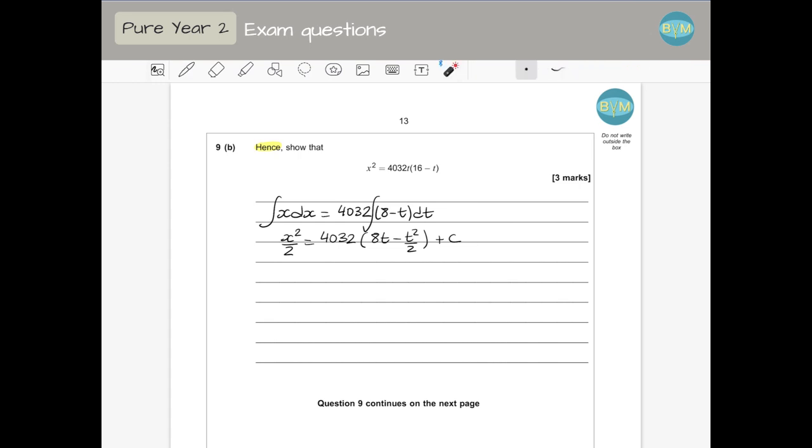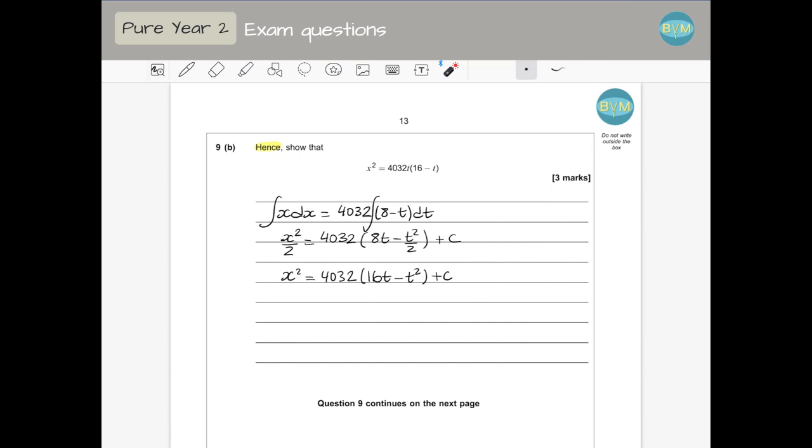To eliminate the 2, because I don't have the 2, I can multiply everything by 2. So I have x squared here is 4032, and this 2 is multiplying the 8t, and then I can just cancel when I multiply by t. So I have 16t minus t squared plus c.